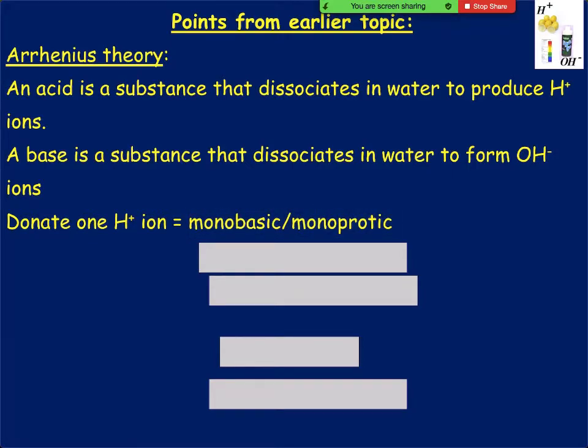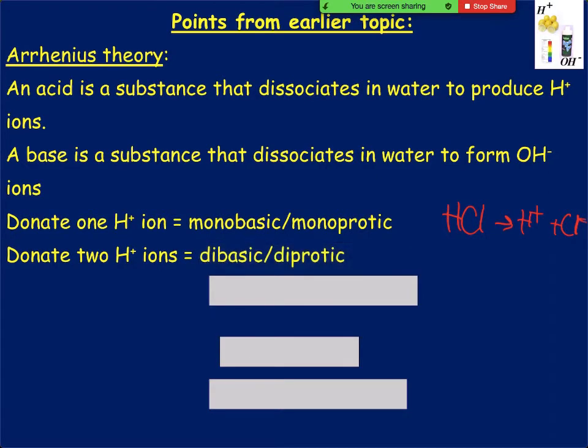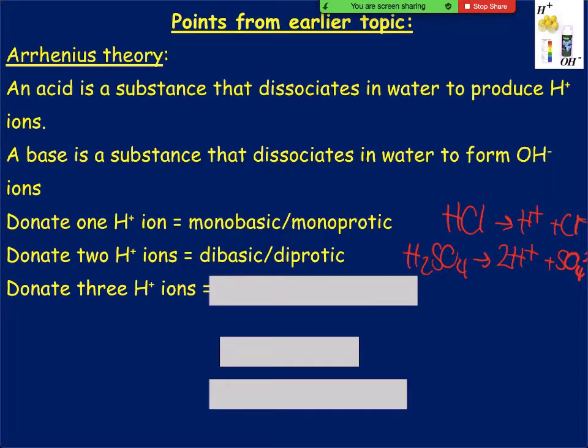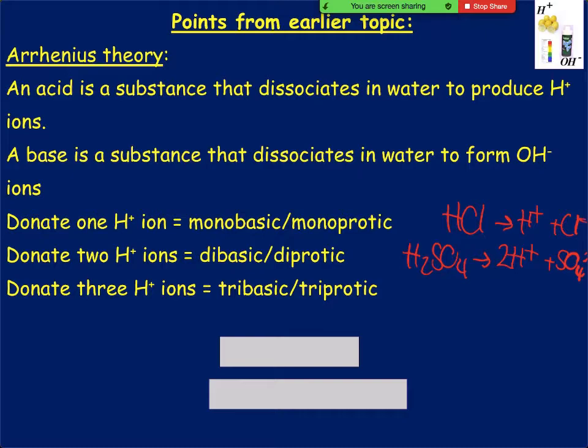I think it was monoprotic and monobasic might have been the word we used. HCl is monobasic because when it dissociates, it's only going to dissociate into one H plus and a Cl minus. Whereas if you have 2, you're now dibasic or diprotic. Something like H2SO4 dissociates to give you 2H plus and SO4 2 minus. And then you have tribasics, which are H3PO4. When that dissociates, that gives you 3H plus and PO4 3 minus.